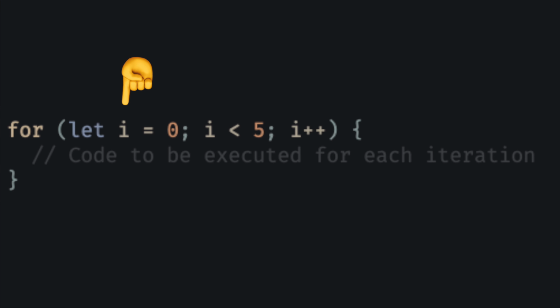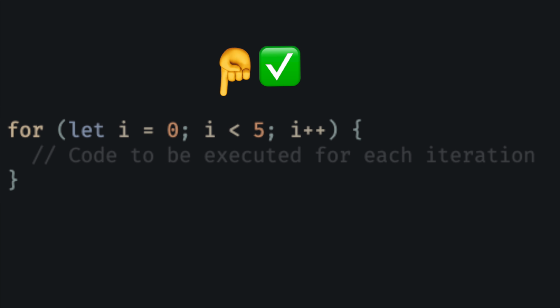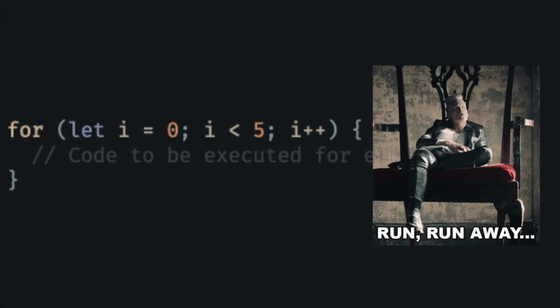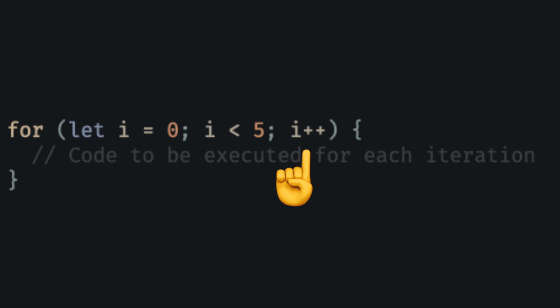In this example, we initialize a variable i and set it to 0. The condition i < 5 specifies the limit of the for loop. As long as the condition is true, the loop will continue executing. After each iteration, the increment i++ increases the value of the variable i by 1.